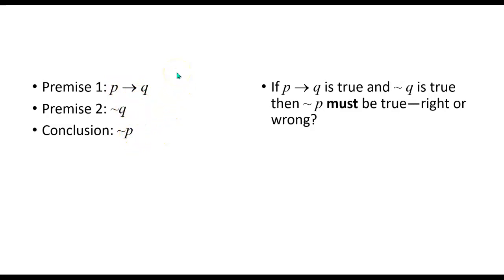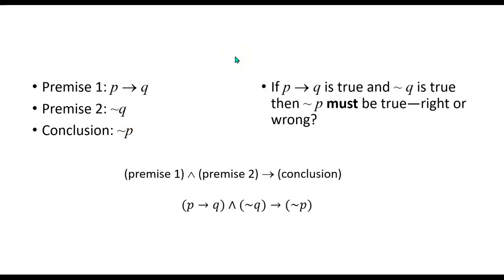So to decide whether this is a valid argument, we need to know if P implies Q is true and not Q is true, then not P must be true, right or wrong? That is, if we set up premise 1 and premise 2 implies conclusion, does that always work out to have a value of true? Here, premise 1 is if P then Q, premise 2 is not Q, the conclusion is not P. So we need to look at a truth table for if P then Q and not Q implies not P.